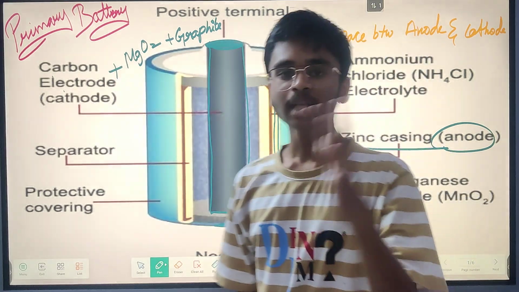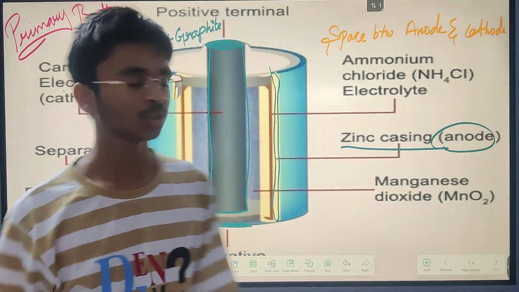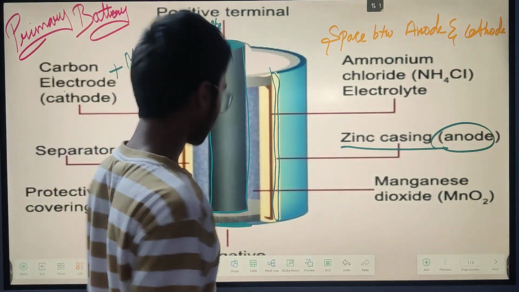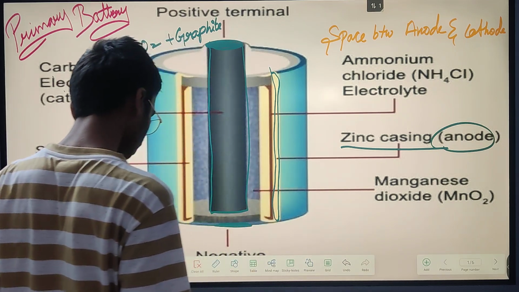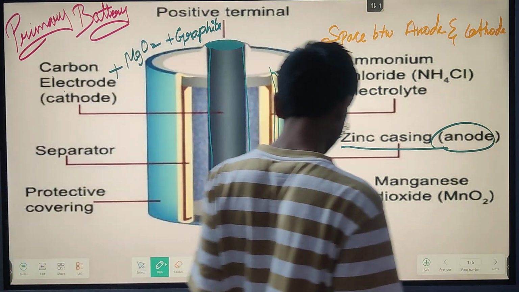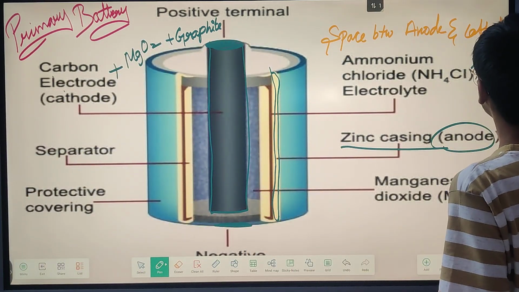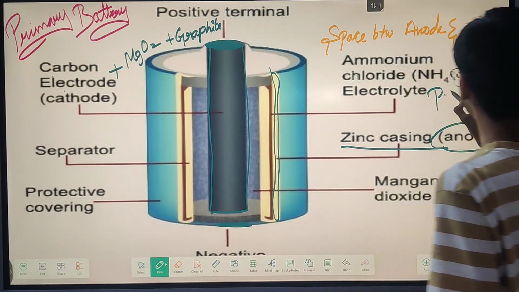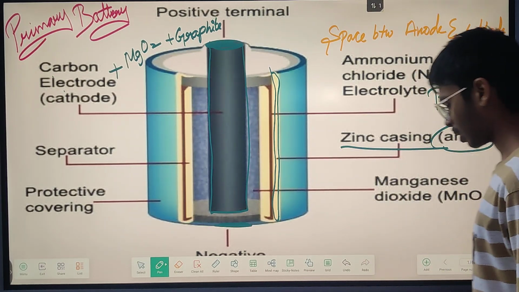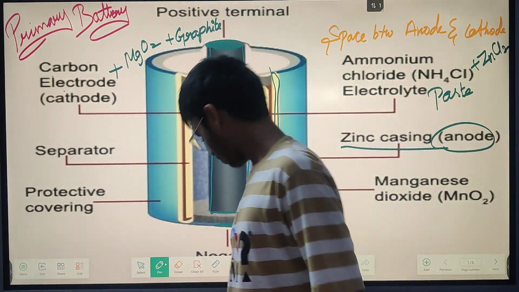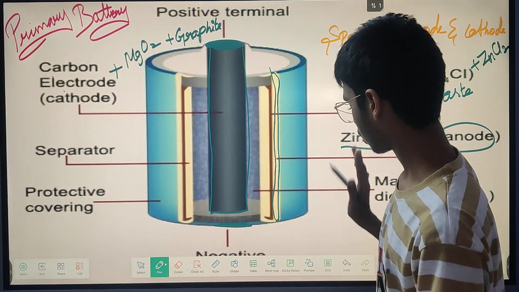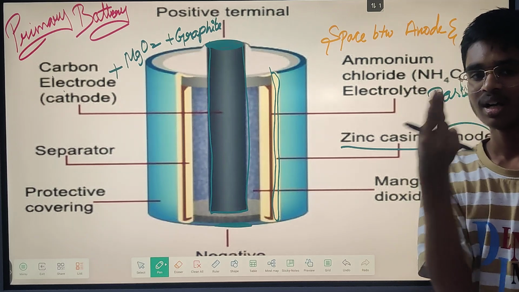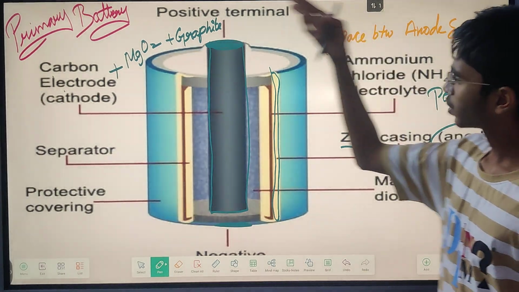To fill the space between anode and cathode, there will be some substances that I use. The best example is NH4Cl, and ZnCl2 is also there. Normally this will be in a paste-like form. So that's it. This is what a battery is.